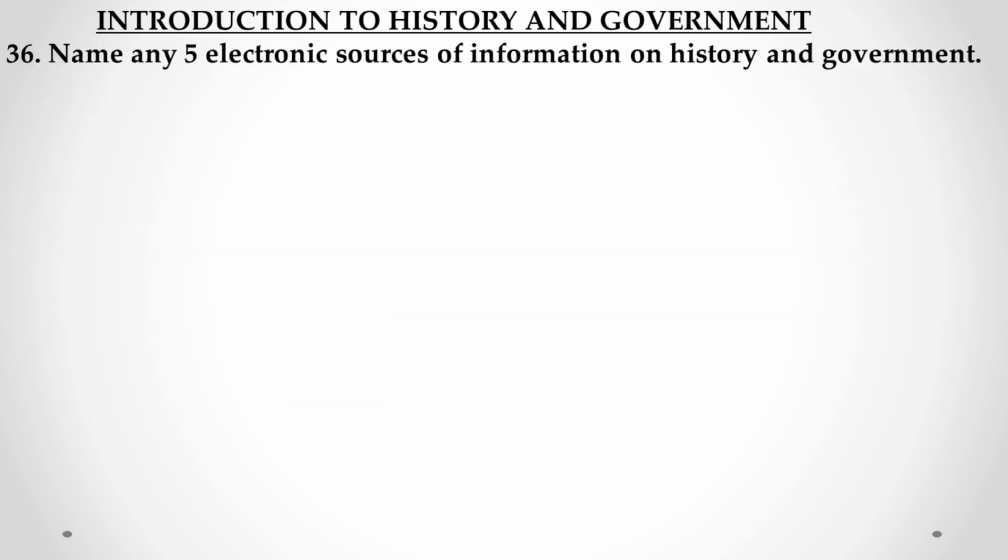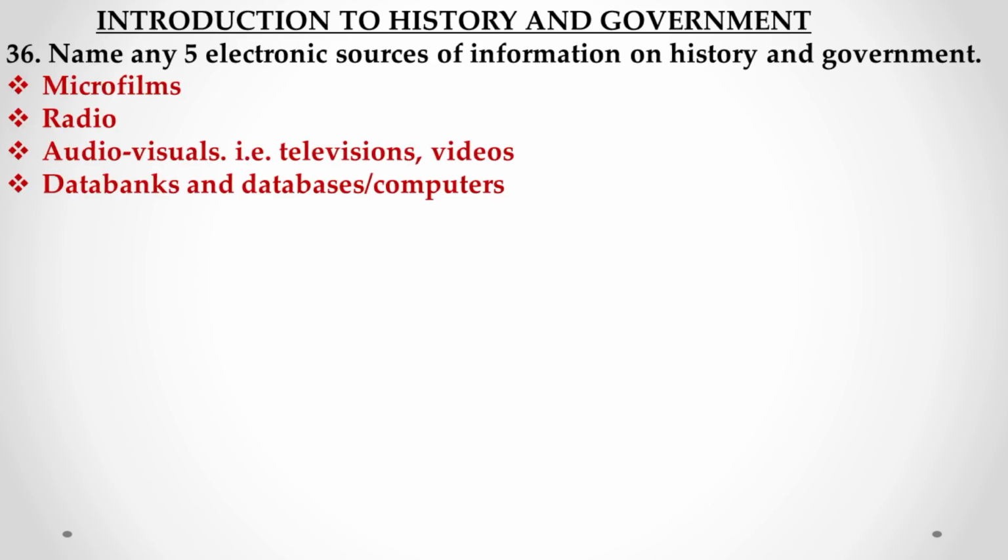Question 36. Name any 5 electronic sources of information on history and government. We have microfilms, we have radio, we have audiovisuals like televisions and videos. We have data banks and databases or computers.